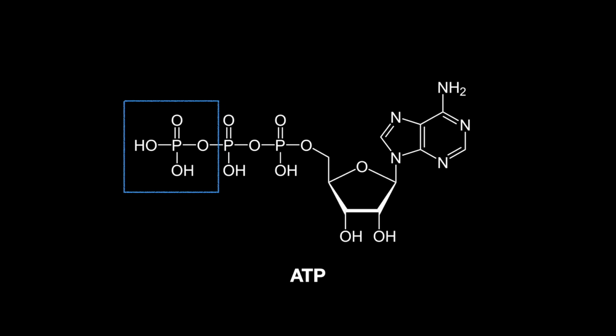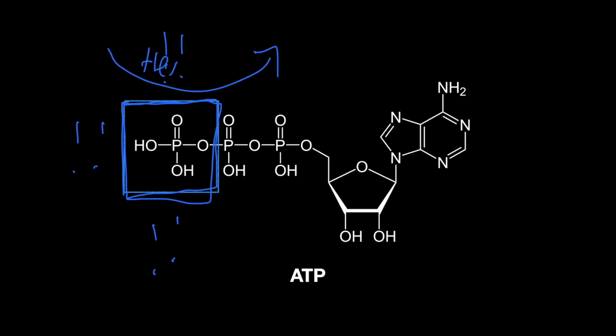So this is the structure of ATP for you, and as you can see, the phosphate group highlighted here in this blue box over here will be transferred to glucose by enzyme hexokinase to form glucose 6-phosphate.